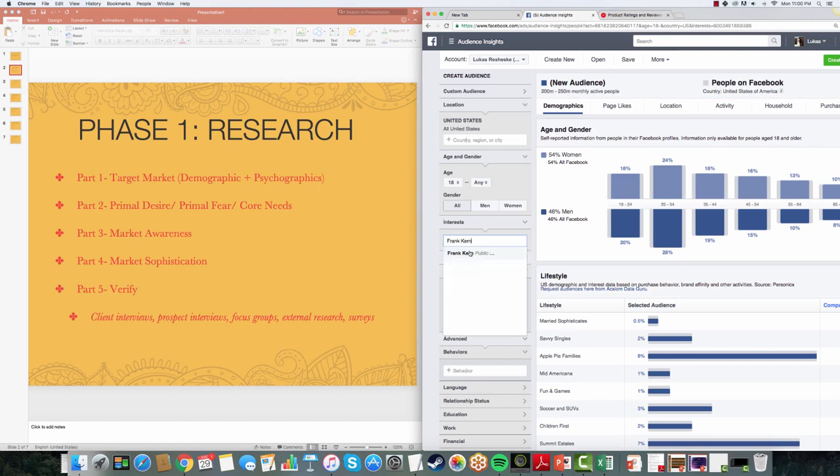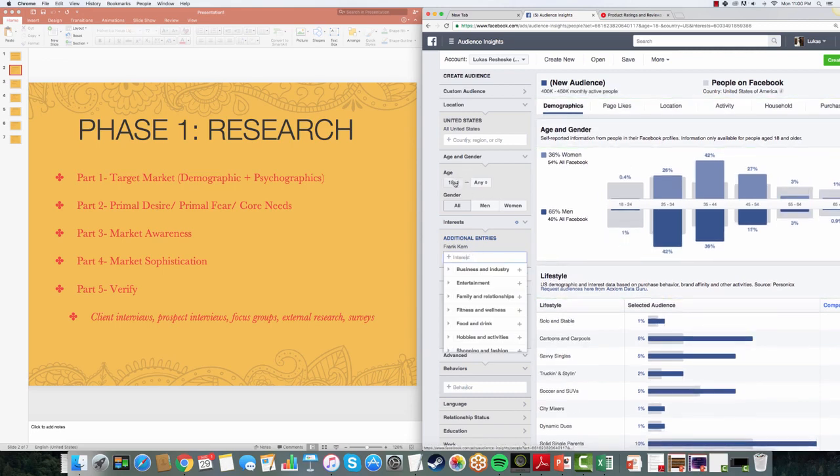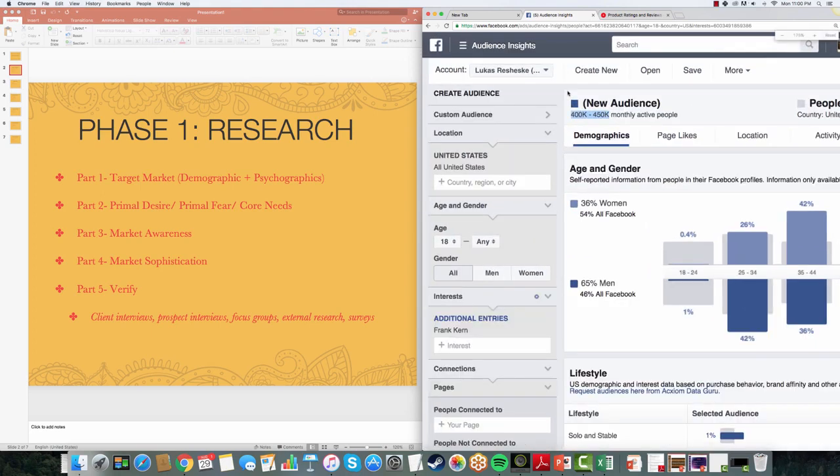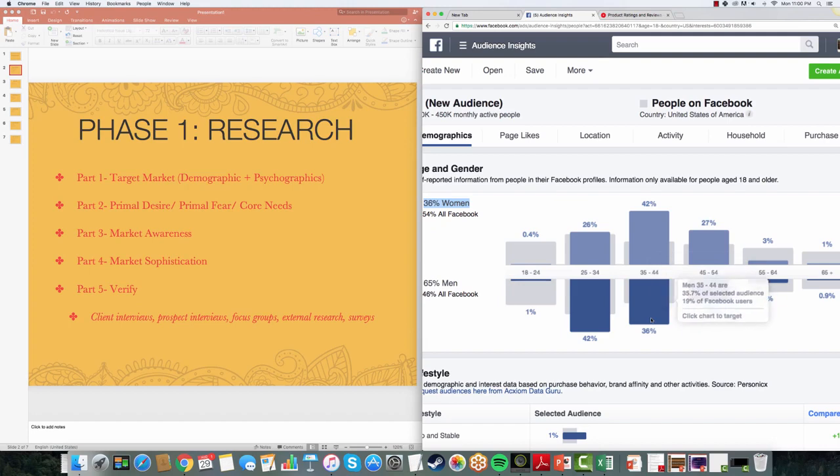If I type in Frank Kern and I'm looking at everybody in the United States between the ages of 18 and up who likes Frank Kern and is active around Frank Kern, there's about 400 to 450,000 people monthly active. 65% of them are men, 36% of them are women, and the vast majority of the men are between the ages of 25 and 44. The vast majority of women are between the ages of 35 and 54. Interesting information here that you can learn.